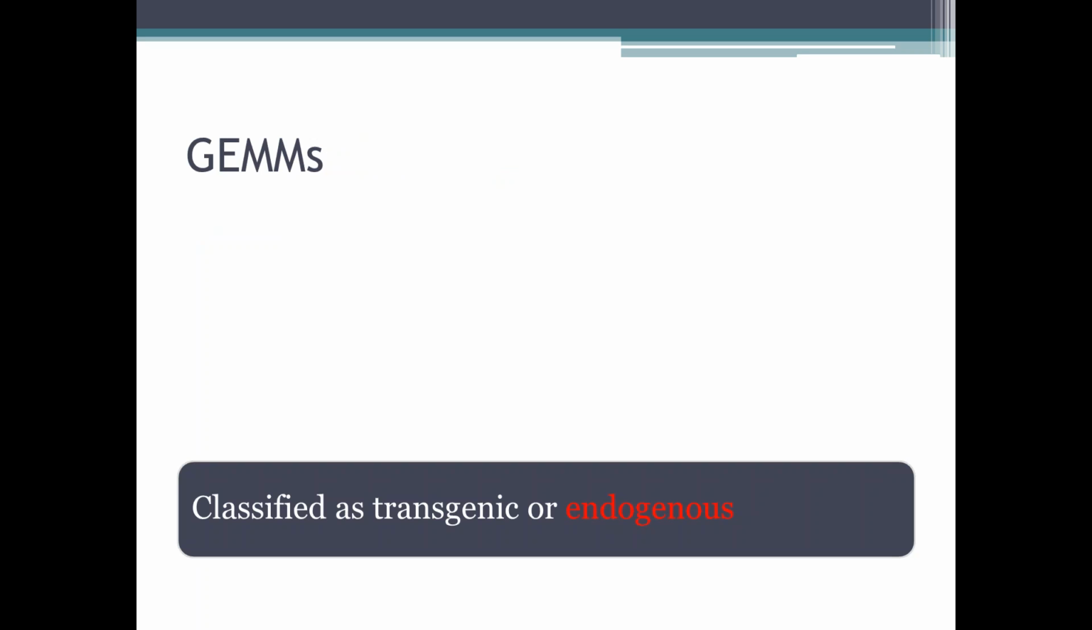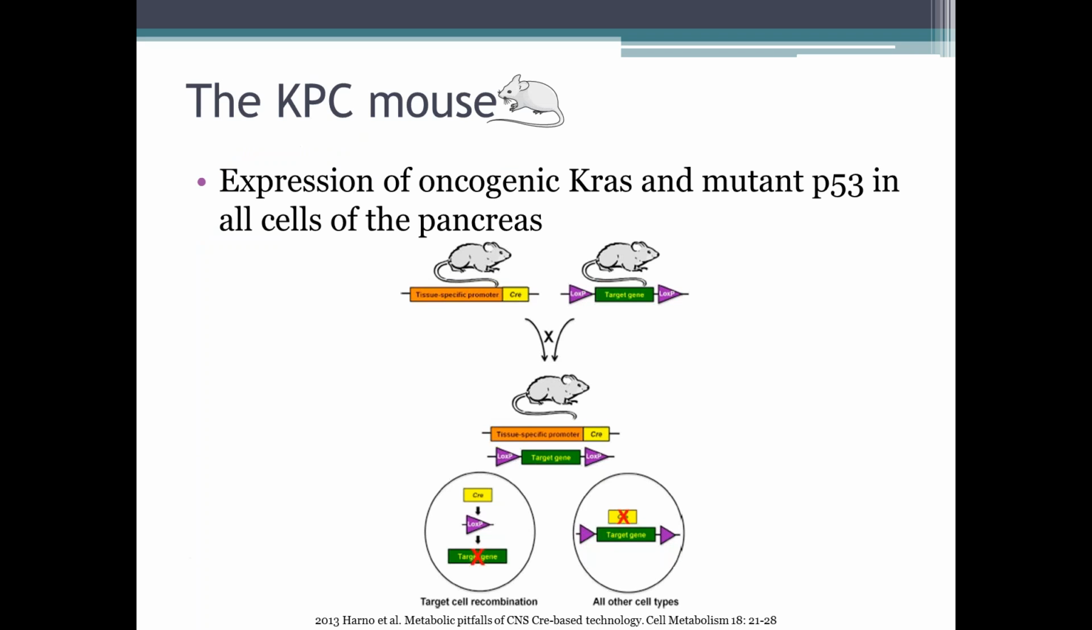So going back to the basics of GEMs, I said they could be classified as transgenic or endogenous, and this GEM is an endogenous one. And this is how they work. GEMs rely on the use of something called a site-specific recombinase, which is this, CRE. Basically what it allows you to do is target a mutation or a loss of a gene to a particular area of the genome.